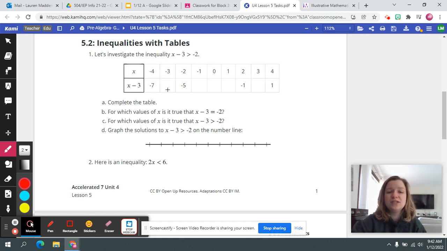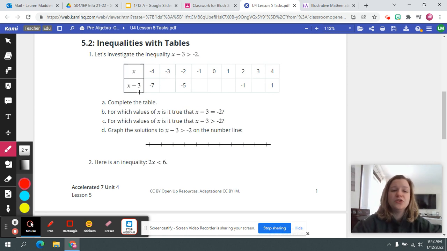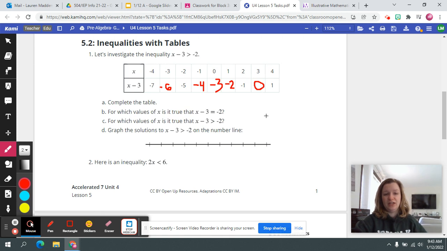It wants us to use a table to complete this, x minus 3. So I'm going to take whatever value is up here and subtract 3 from it. Negative 3 minus 3, that's negative 6. Negative 1 minus 3, well, that's negative 4. 0 minus 3, negative 3. 1 minus 3, negative 2. 3 minus 3, 0, and everything else is filled in.